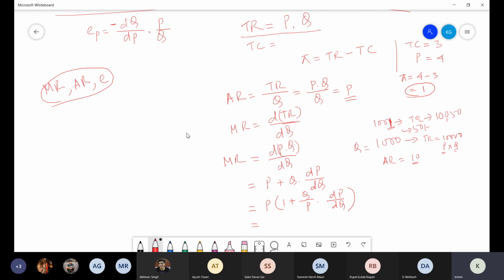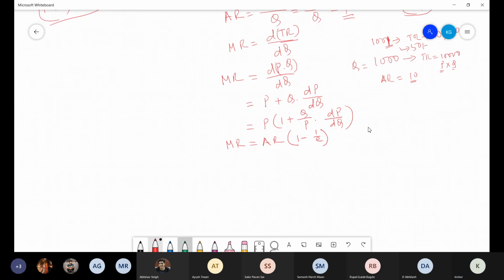Instead of P, I can write very easily AR. So I am writing here AR. MR equal to AR into 1 minus... This portion is what? You see here, dQ by dP into P by Q. Here it is dP by dQ into Q by P, just the reverse of elasticity. So I can write it 1 minus 1 by E. So this is the relationship between your marginal revenue, average revenue, and elasticity.